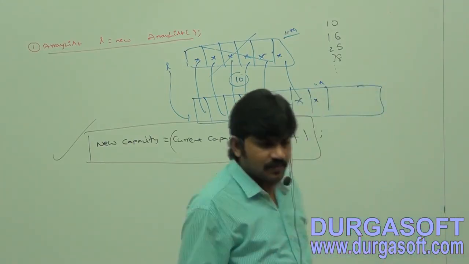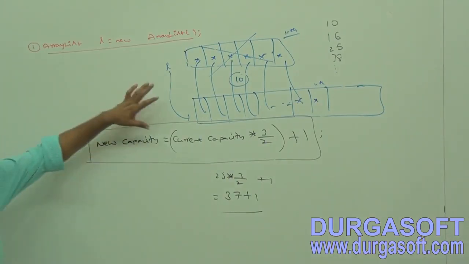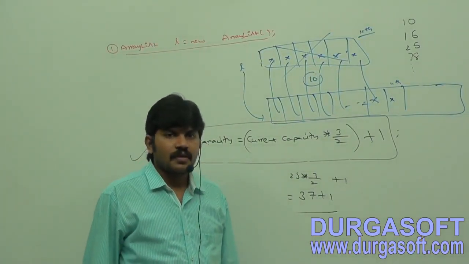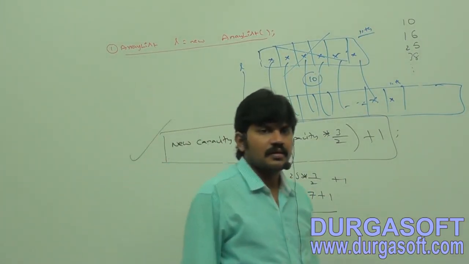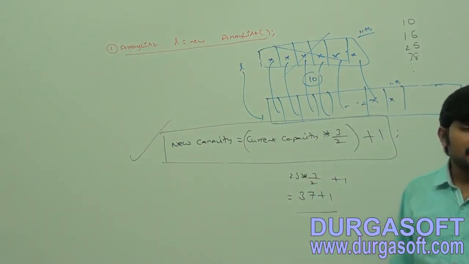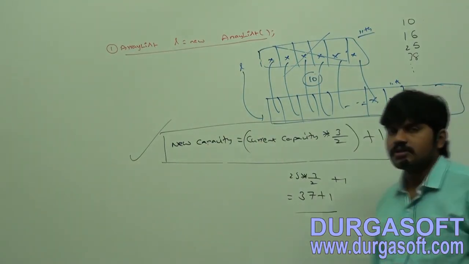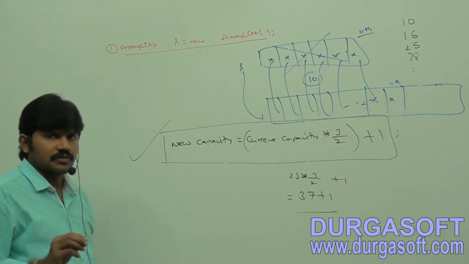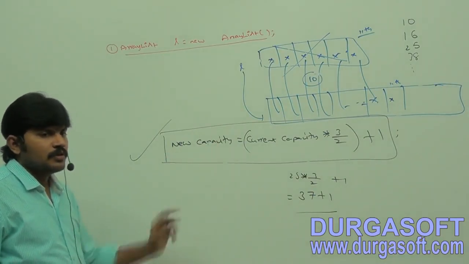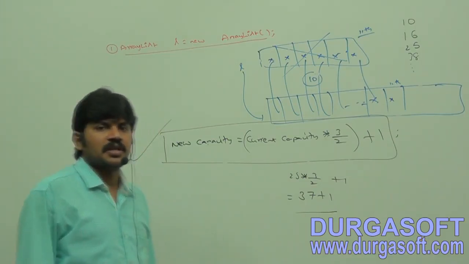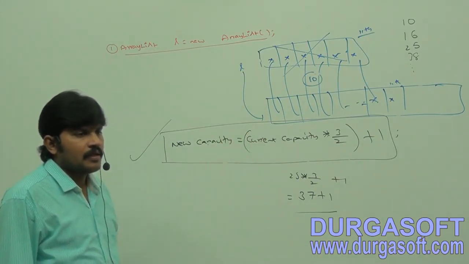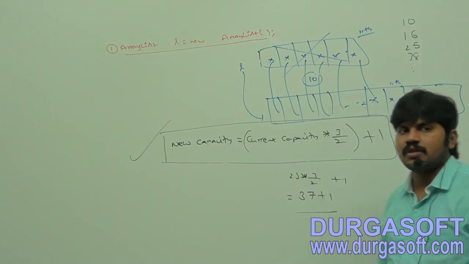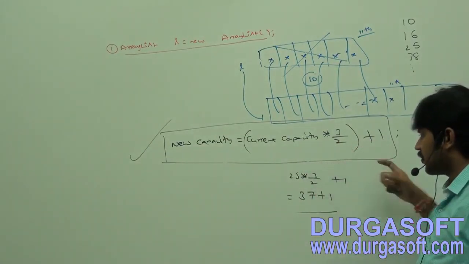Next up: once the ArrayList reaches its max capacity, a new ArrayList object will be created with new capacity equal to current capacity into 3 by 2, plus 1.